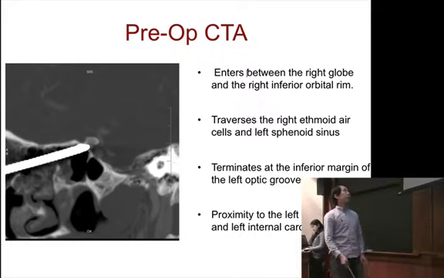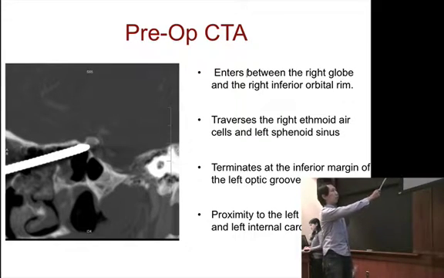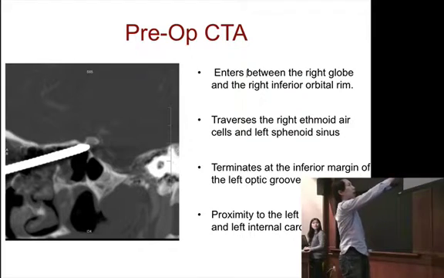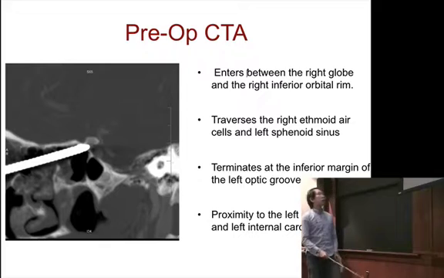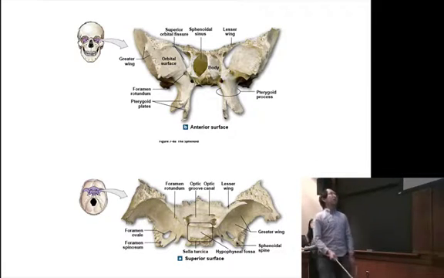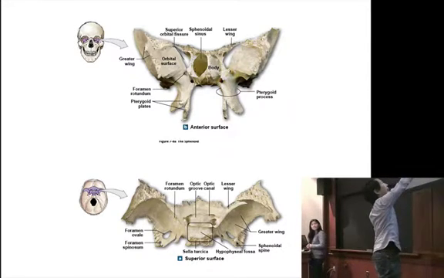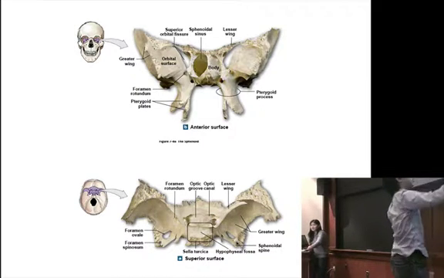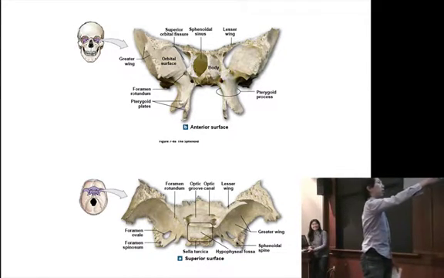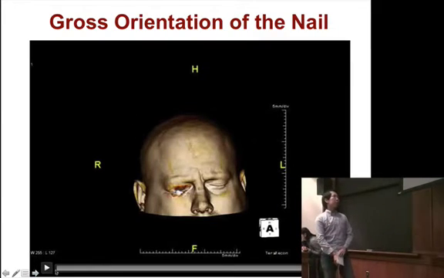So the diagnosis from the CT is that the nail enters between the right orbital rim and transfers the right ethmoid air cell and the sphenoid sinus and terminated at the optic roof near the internal carotid artery. This is a model of the sphenoid bone, so the nail would enter from here and travel through the sphenoid sinus and terminate around here. This is a 3D model that demonstrates the nail.